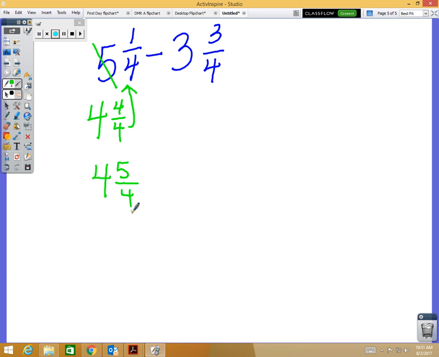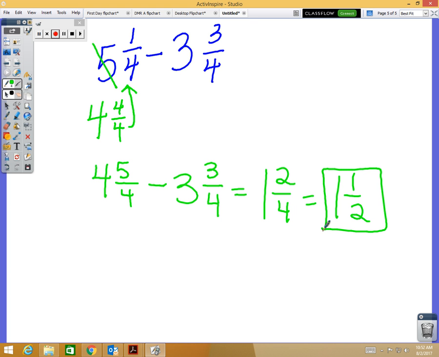Raise your hand if you've seen that before. Okay, most of you, that's good. Now we can do this. So 4 minus 3 is 1. 5/4 minus 3/4, 2/4, and we're finished. If you don't feel comfortable doing this method, then you use method 1, which is turn into improper fractions, and that always works, okay? Whether it's adding or subtracting, if you turn it into an improper fraction first, it'll always work.